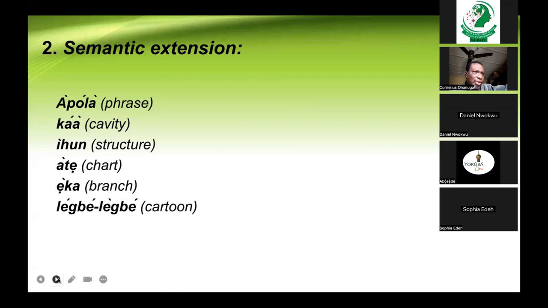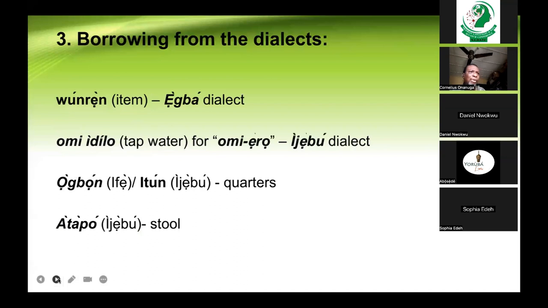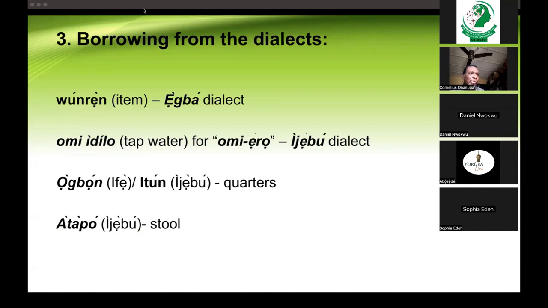Now we can borrow from dialects. The one already used in the Yoruba metalanguage, which we currently use, is the word wunre, to denote an item. The word was taken from the Egba dialect. The Abeokuta people call something little wunre. So this had been made good use of by the scholars, and that is what we use up till today to depict an item in the metalanguage.